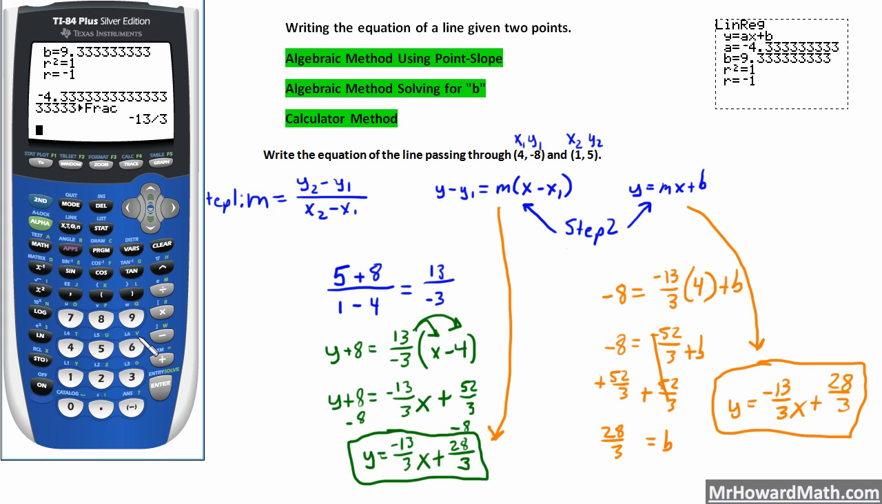Now let's get our b value. So it's 9 point, we'll put a bunch of 3's in here. All right, math, enter, enter. And that's 28/3, and that's the exact b value that we found using our other method. So our calculator gave us y equals -13/3 x plus 28/3. -4.3 repeating is the same thing as -13/3, and 9.3 repeating is the same thing as 28/3. All right, so our calculator solved it for us. All right, let's move on to the next example.